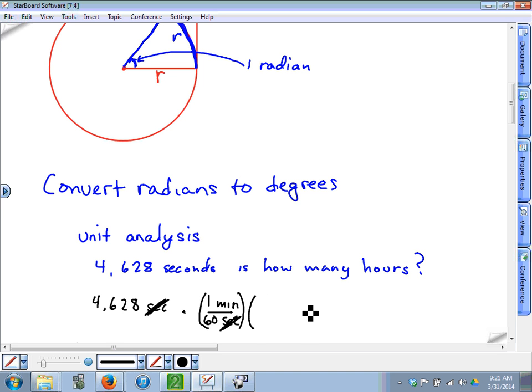Now we're in terms of minutes, so we're closer. I need to multiply this by one more conversion factor. Minutes and hours, so 60 minutes equals 1 hour. But what is it I want to cancel? You want to cancel minutes. So where does minutes have to go on my conversion factor? On the bottom. I have to put minutes on the bottom and hours on the top. 60 minutes makes 1 hour. Now the minute unit of measure canceled.